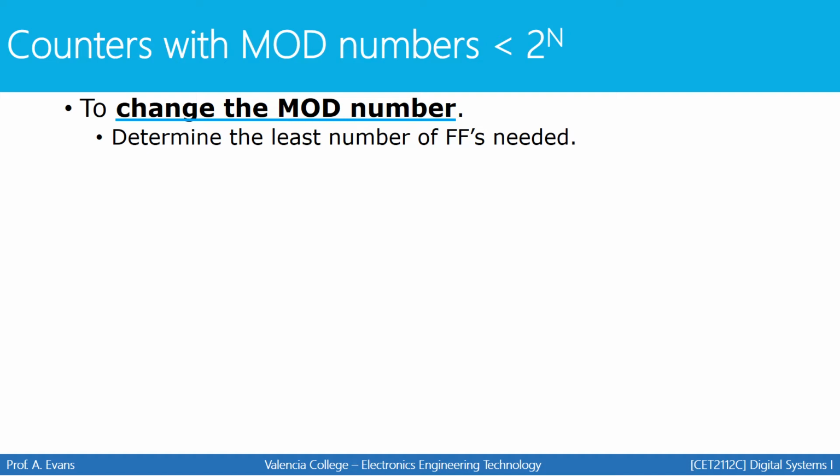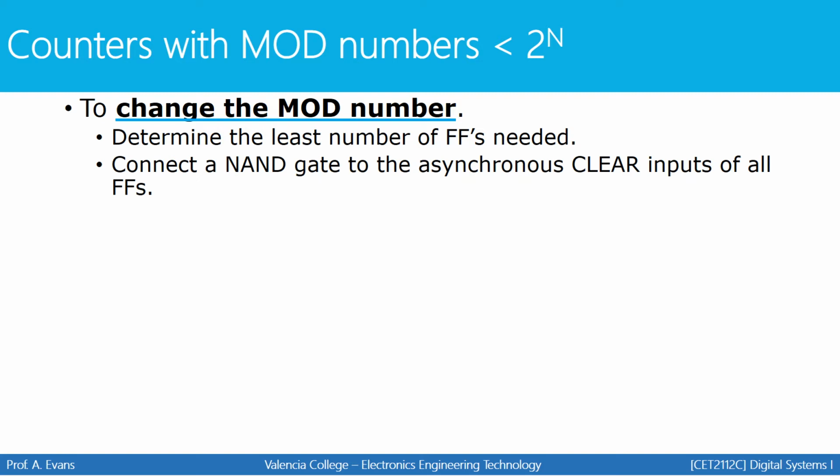So determine the number of flip-flops you need to count up to that number. Remember, you need 1 flip-flop per digit in your number. So if you have a binary number with 4 digits that you want to count up to, you need at least 4 flip-flops. Next, we're going to implement the idea of a NAND gate to force the flip-flops to be cleared when you want to reset the counter.